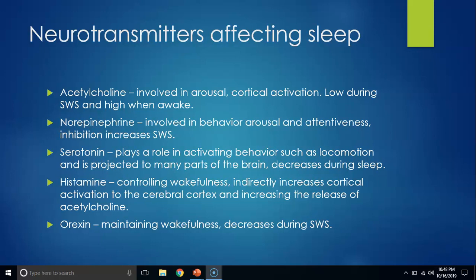Then you have histamine. Histamine controls wakefulness, which indirectly increases cortical activation to the cerebral cortex, thus increasing the release of acetylcholine, which is why when we take antihistamines, most of them inhibit the histamine by blocking the receptors, thus making you drowsy. And then finally orexin, which maintains wakefulness and also decreases during slow wave sleep.